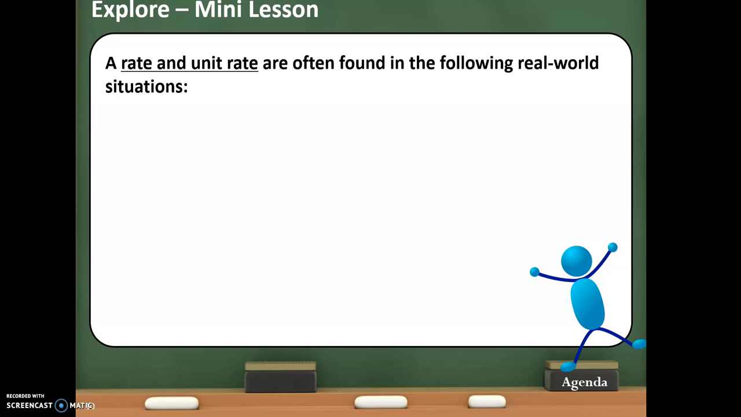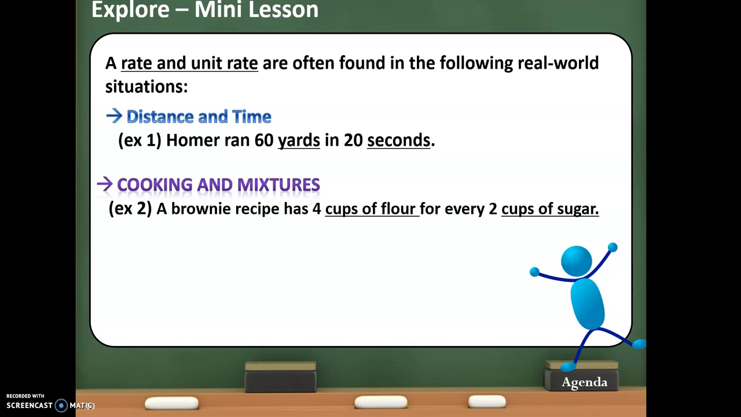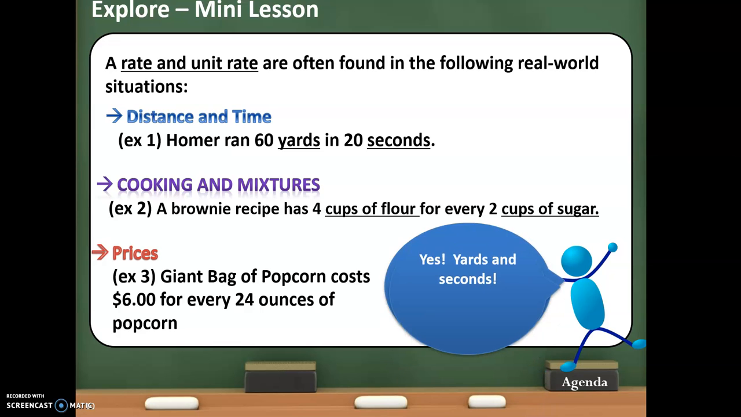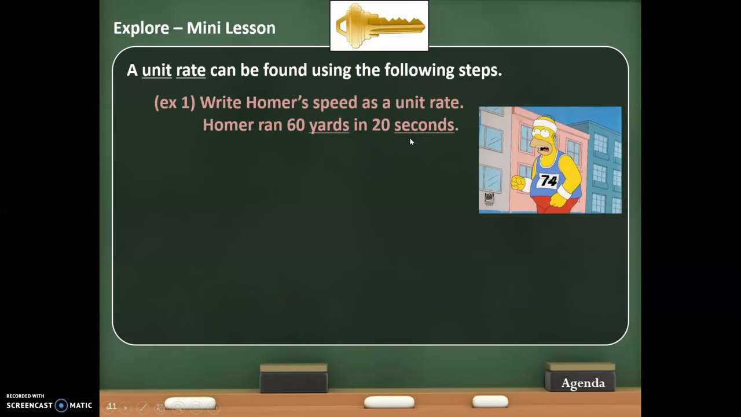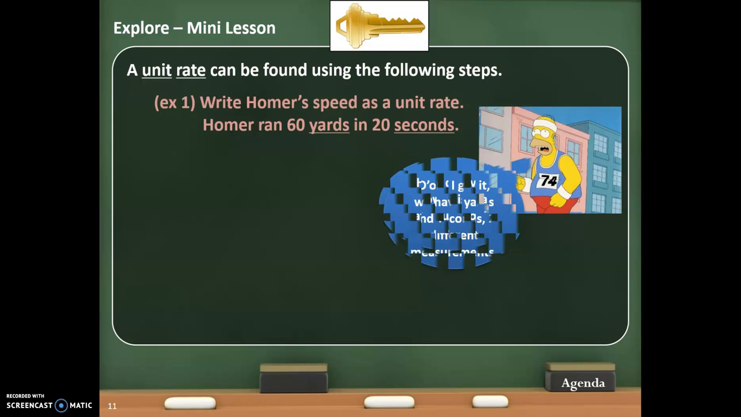Rates and unit rates are found a lot in real-world problems like distance and time, cooking and mixtures, and prices. We're going to explore all three of these scenarios. A unit rate can be found using the following steps. So we have our example: Homer's speed. We want to write it as a unit rate, and we know that he can run 60 yards in 20 seconds. We know it's a rate question because we're comparing two different units, yards and seconds, or two different measurements.